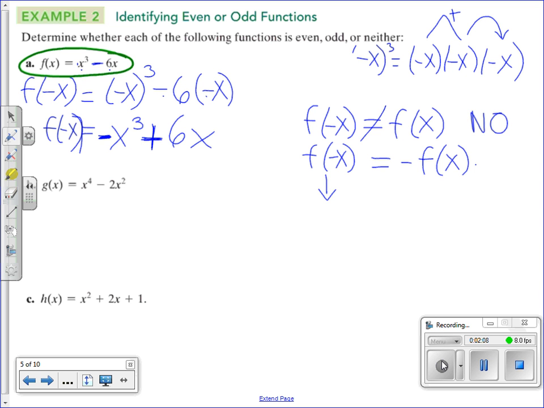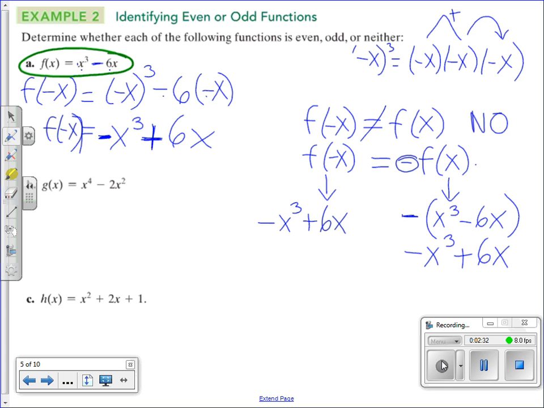Okay, let's write it down. So this is negative x cubed plus 6x. The original function is x cubed minus 6x, but I have this big minus here. So if I put that minus in front of it, and the function is inside parentheses, and I distribute it, I will get negative x cubed plus 6x. So now, can you guys tell me if this statement is true? Yes, it is true, right? So because of that, we say the function is odd.